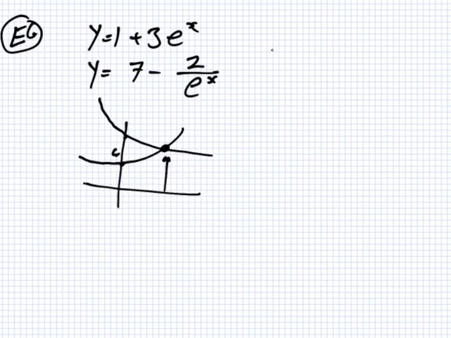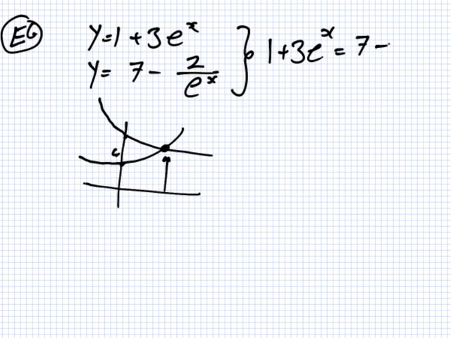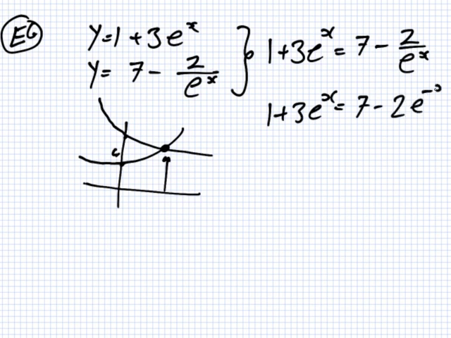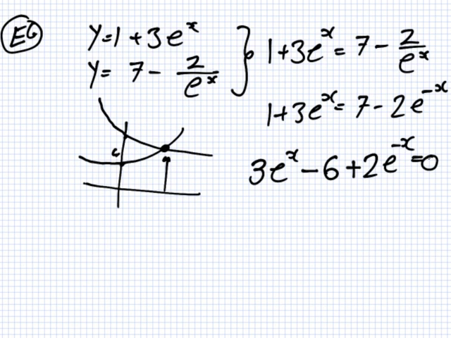So the best way to solve these is by making them equal, equating them. We get 1 plus 3e^x equals 7 minus 2 over e^x. So we get 1 plus 3e^x equals 7 minus 2e^(-x). Okay, so we get 3e^x minus 6 plus 2e^(-x) equals 0.